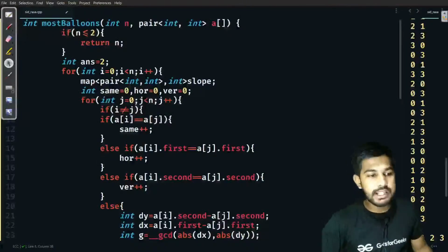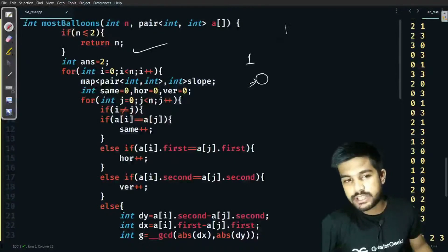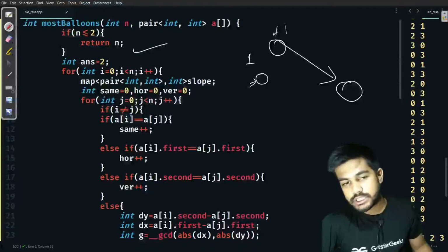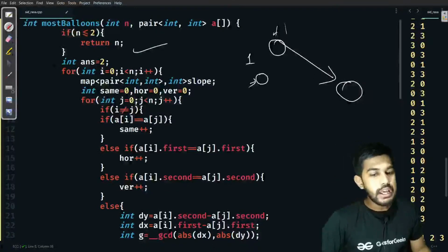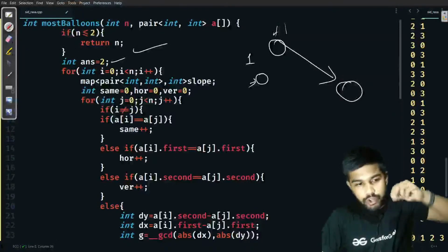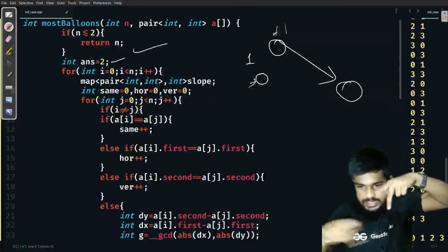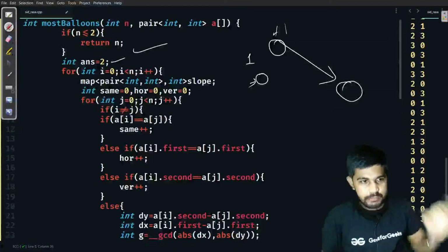If the value is less than 2, then we would be returning that value only. If there is one balloon, then we can directly shoot it. If there are two balloons, then we can stand at this position and shoot both. So two balloons would be done. Now the answer is 2. Now I would be iterating, comparing one point with all other points, then the next point with all other points.